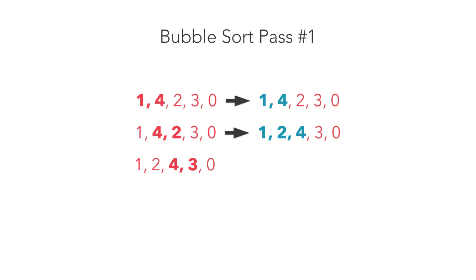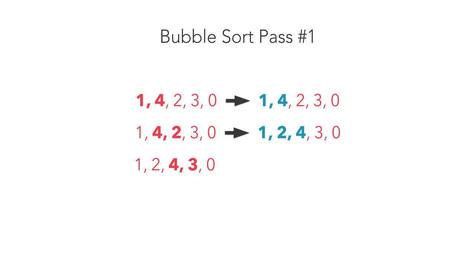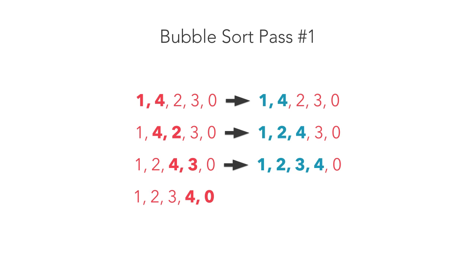Then we compare 4 and 3. They are not in order, so they are swapped. The last pair in this pass is 4 and 0. Since 0 is smaller than 4, their position is exchanged. We continue with the second pass.